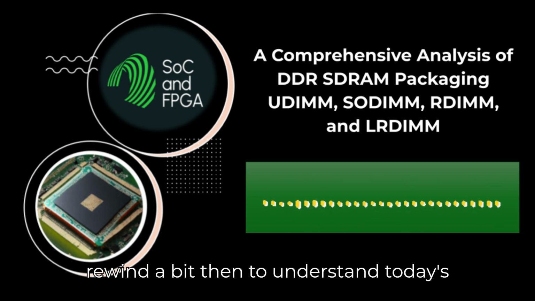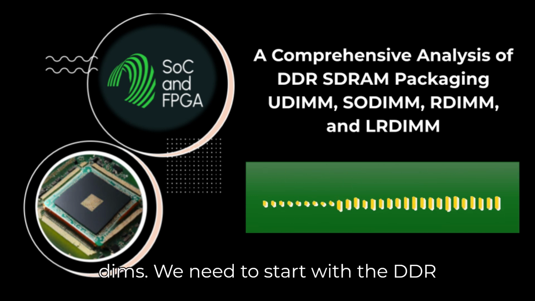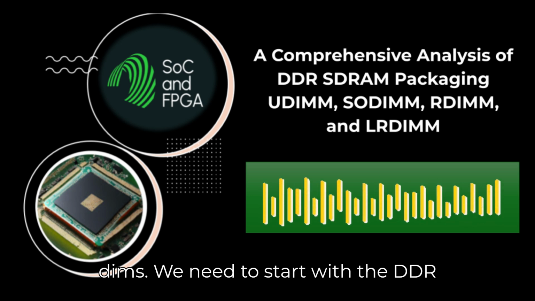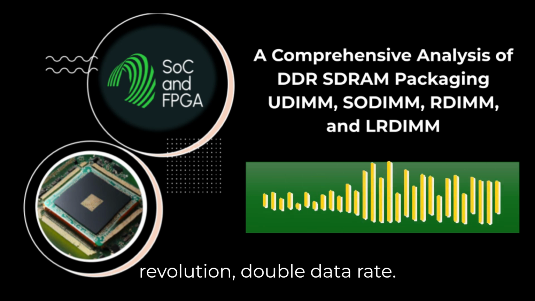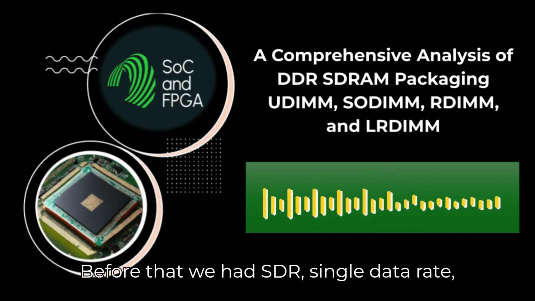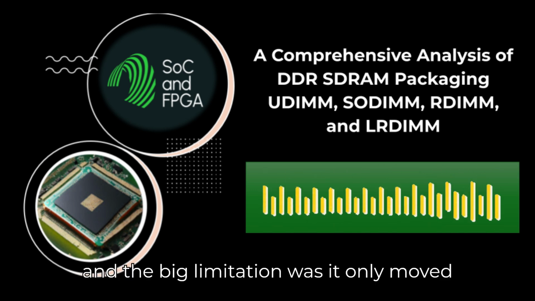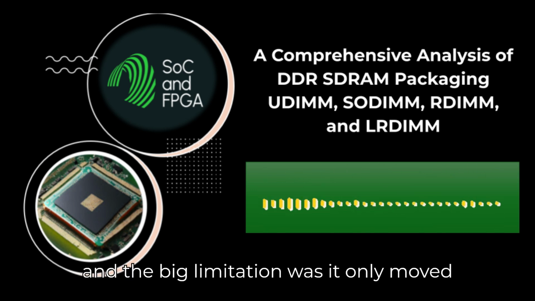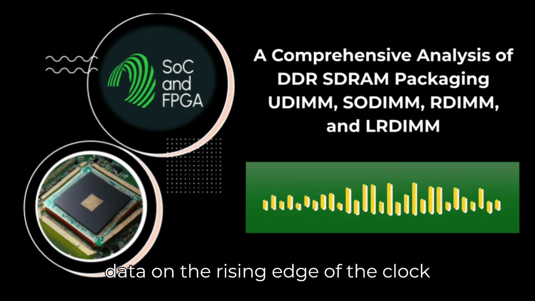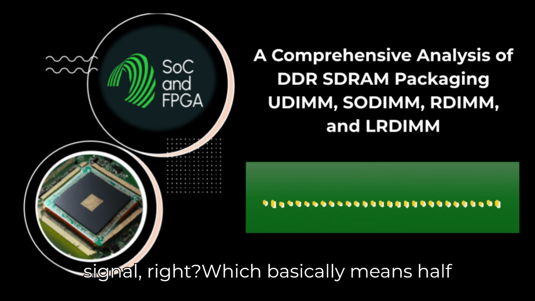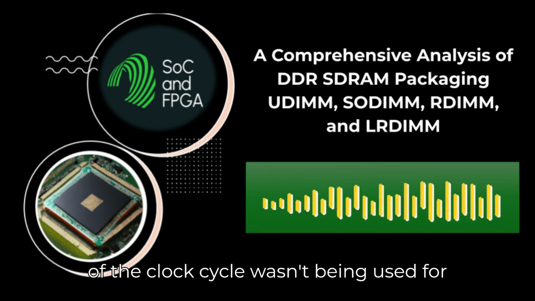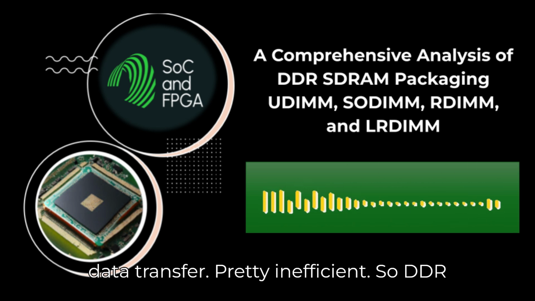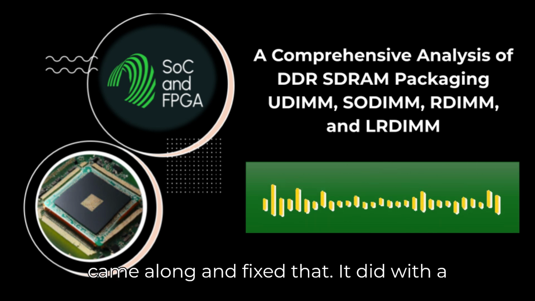Okay, let's rewind a bit then. To understand today's DIMMs, we need to start with the DDR revolution, double data rate. Before that, we had SDR, single data rate. And the big limitation was it only moved data on the rising edge of the clock signal. Right, which basically means half of the clock cycle wasn't being used for data transfer. Pretty inefficient. So DDR came along and fixed that.